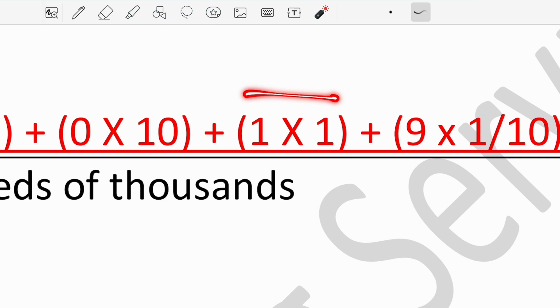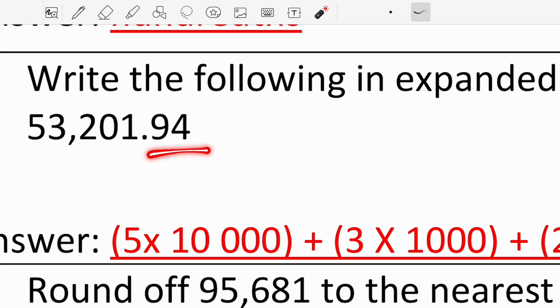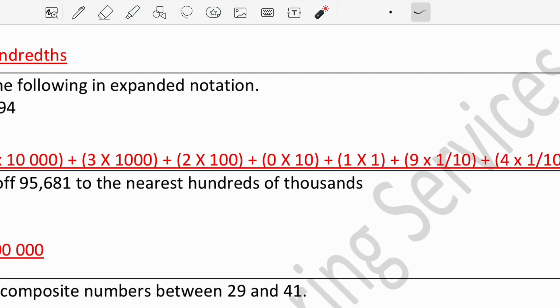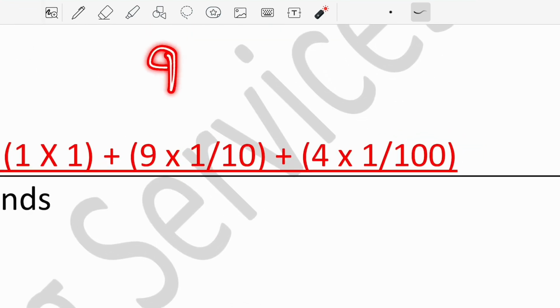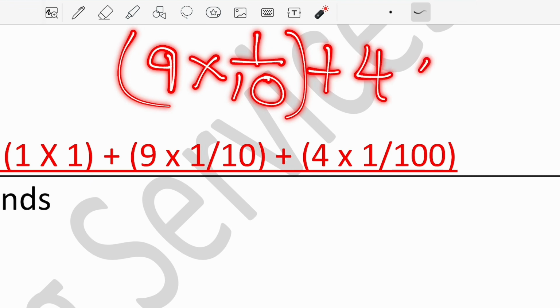So 1 times 1 is 1. And then you have 0.94. So that's 9 tenths and 4 hundredths. So we can write it as 9 times 1 tenth plus 4 times 100.